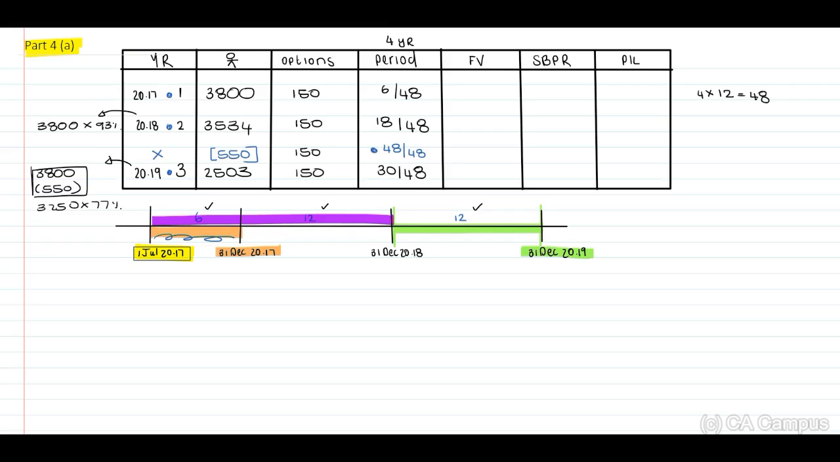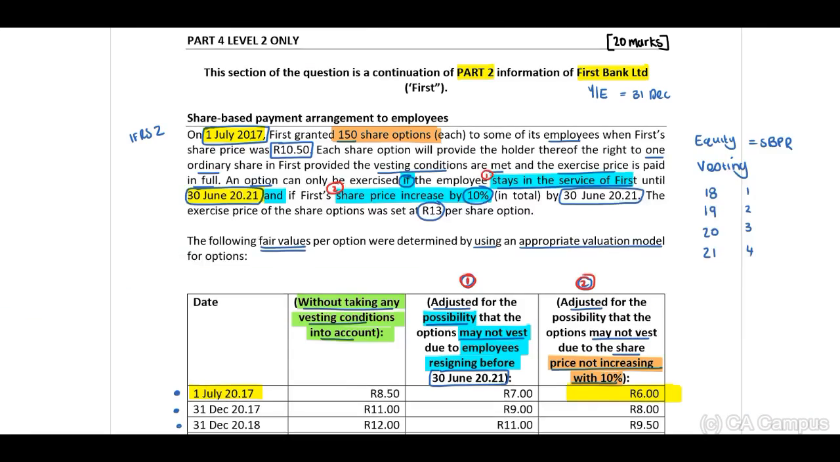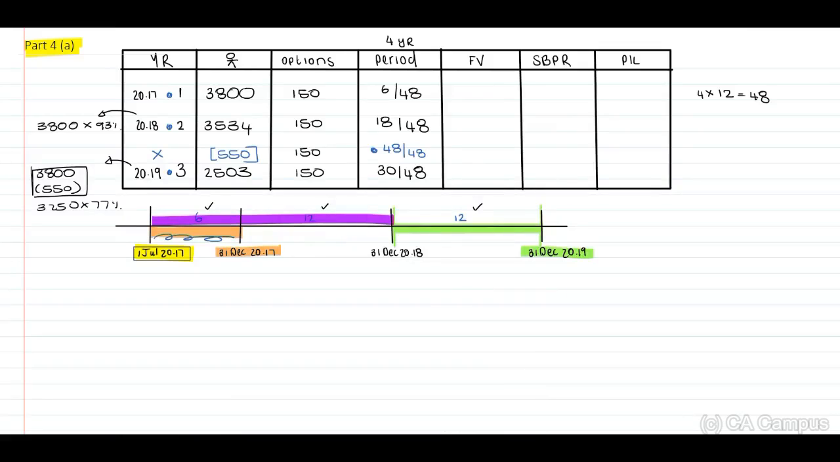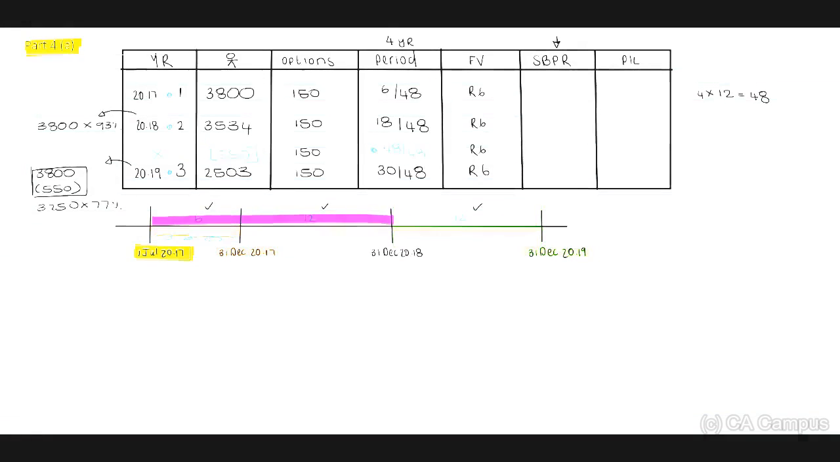The fair value is at grant date. Now we have identified during our reading time that we need to use the 6 rand as our fair value. Therefore, this will be 6 rand, 6 rand, 6 rand, and 6 rand. And we can now include our share-based payment reserve amounts.